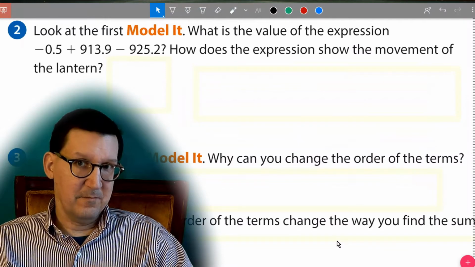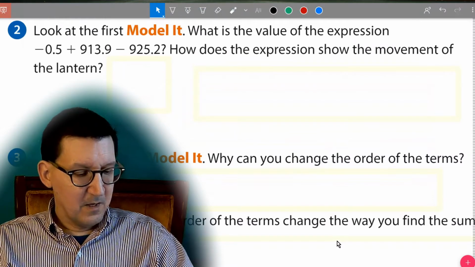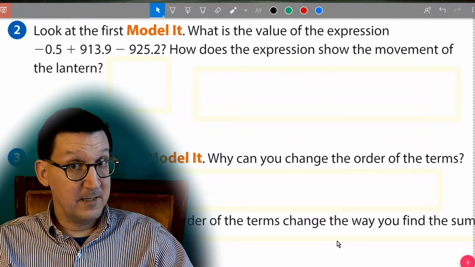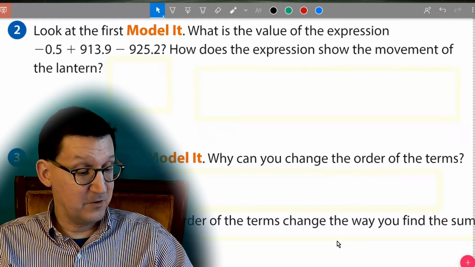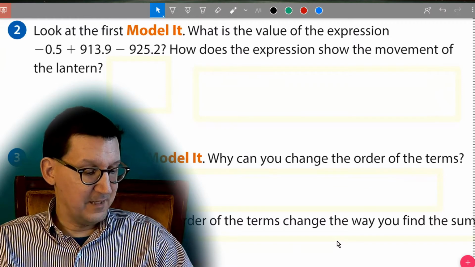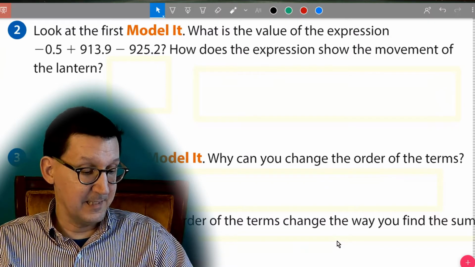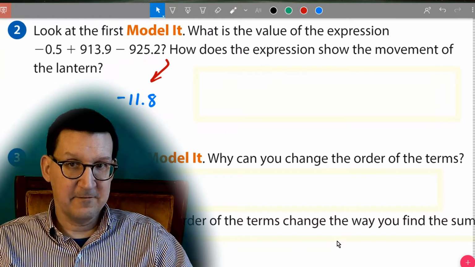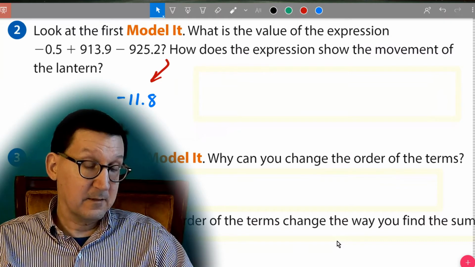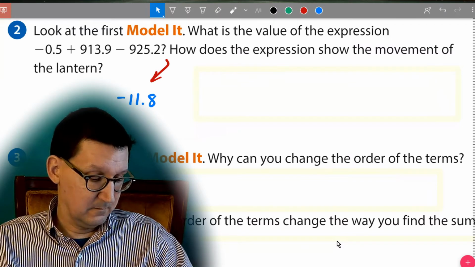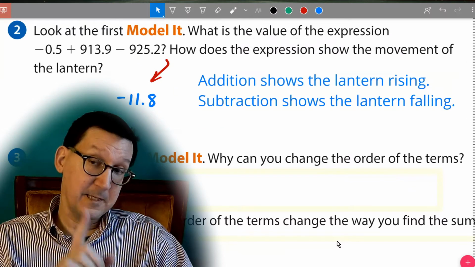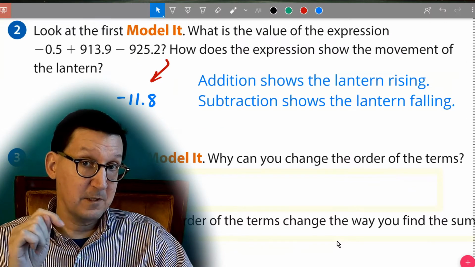All right, that's, again, the number line we saw. What is the value of the expression negative 5 plus 913.9 minus 925.2? Negative 11.8. So how does that expression show the movement of the lantern? Well, we know that too. The addition shows the lantern rising, and a subtraction shows the lantern falling.